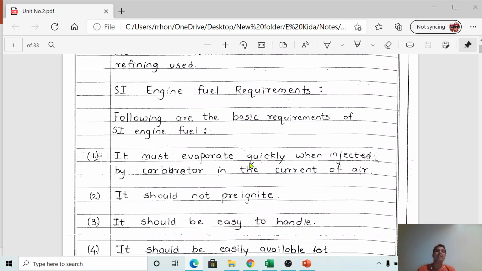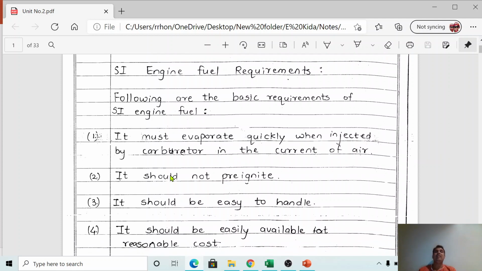If you consider one example, when you keep petrol open to the atmosphere, after some time if we check its volume, some volume will have been reduced. This happens only because evaporation takes place, as the petrol is open to the atmosphere. So evaporation is one of the important properties of petrol or gasoline, and that is the first basic requirement of SI engine fuel. One by one we'll understand all these basic requirements of SI engine fuel.